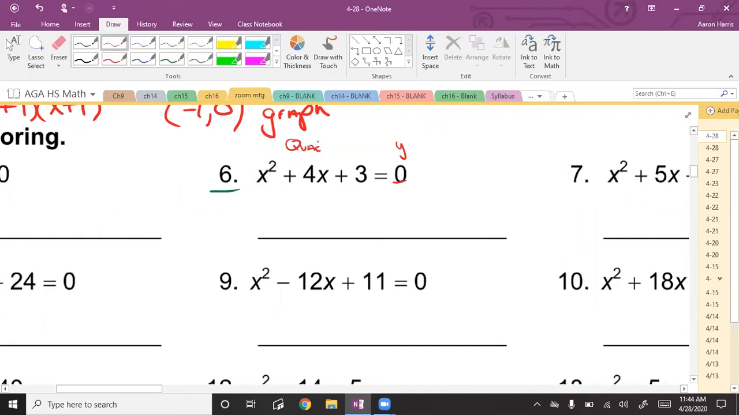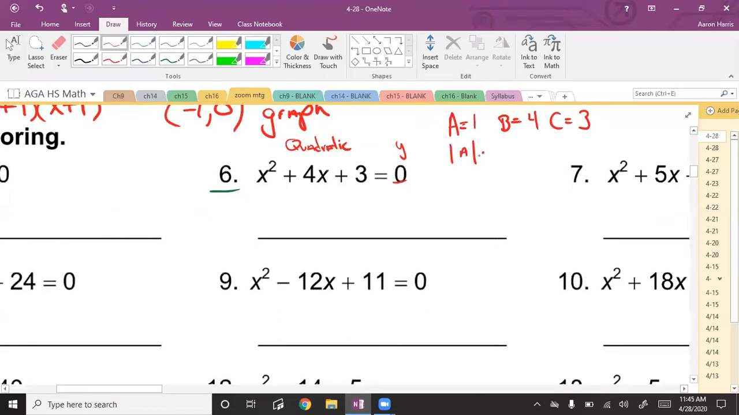And because I know that you have been on every day and such a diligent student, I know that you know how to factor this quadratic. A is equal to what? 1. B is equal to what? 4. And C is equal to what? 3. Good. So what do I do from here?